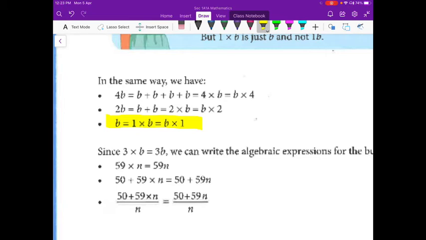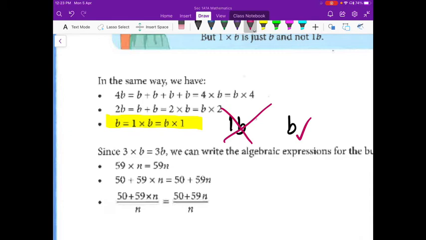This is important. The students are now very comfortable with writing 3B, 4B, 10B, 100B, whatever B. But when it comes to just 1B, we do not write 1B. We just write B. How many B do you see? 1B. That's it. You do not need to write a 1 in front of B.